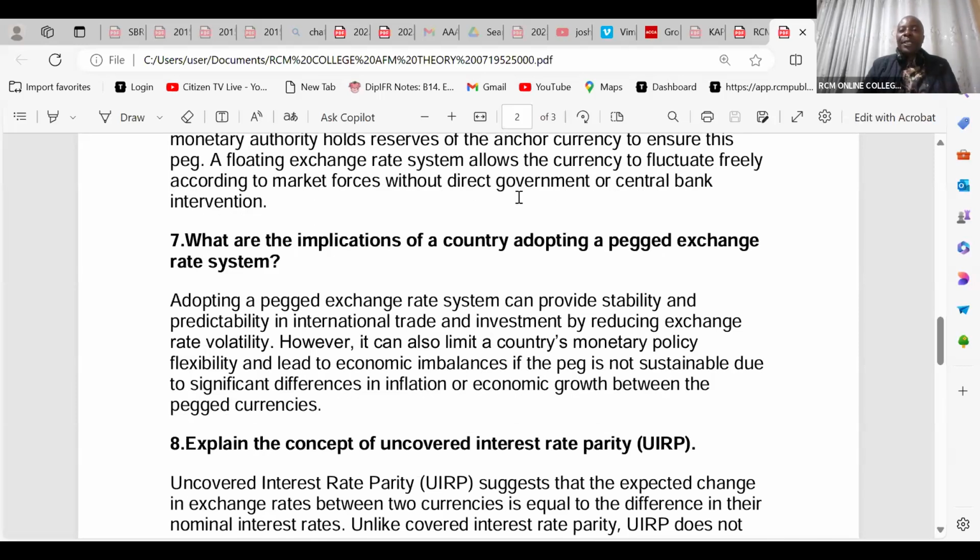Now, ladies and gentlemen, please listen. The biggest concern is, if, for example, Kenya today was to peg the currency permanently to the dollar, and then they say we are not moving.